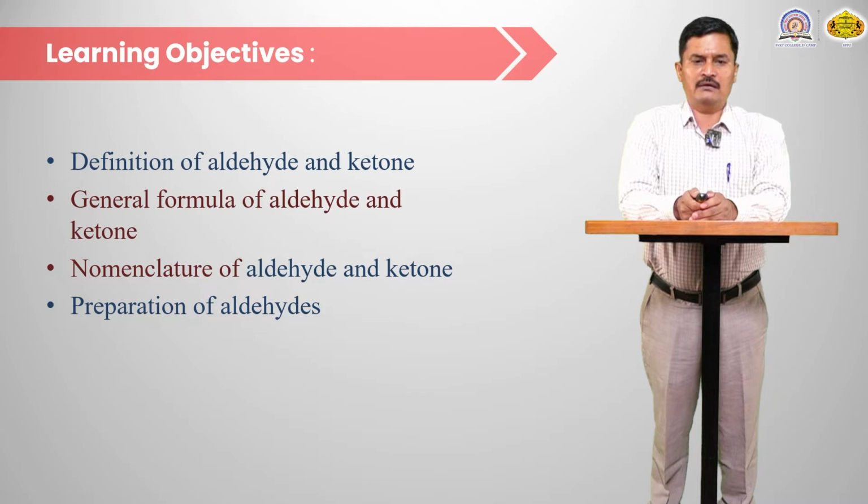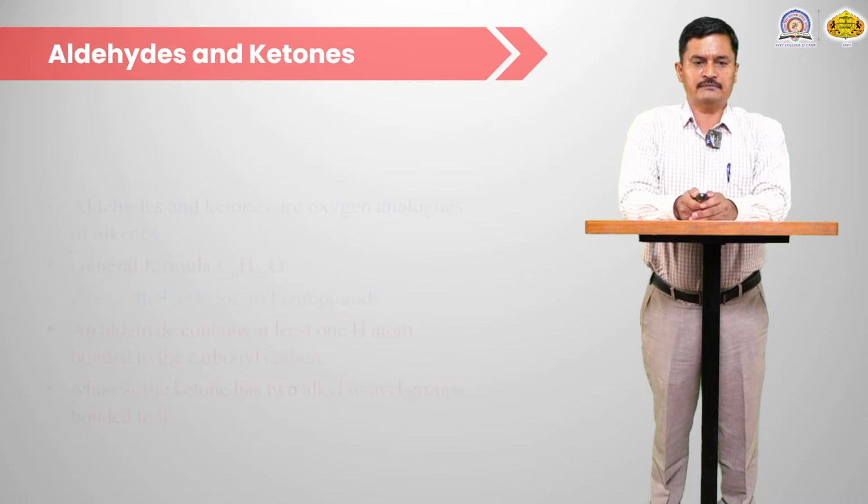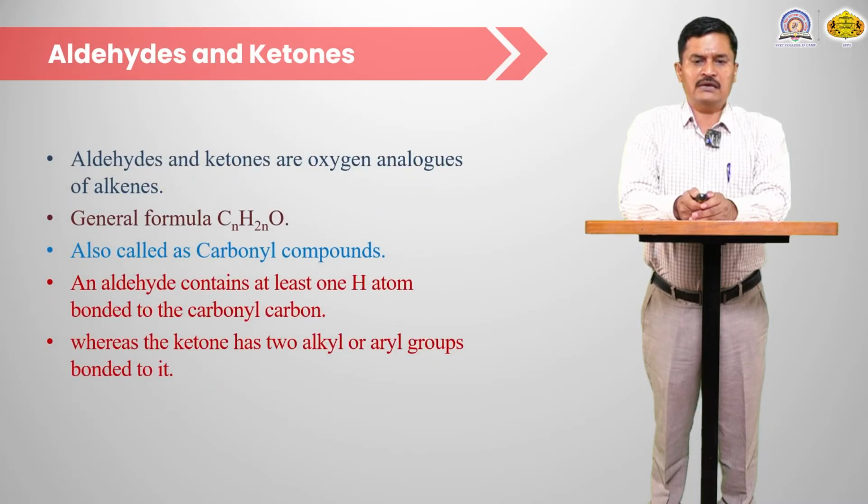Nomenclature of aldehydes and ketones. Students must learn all these points. Aldehydes and ketones are the oxygen analogs of the alkenes, meaning in the alkene there is one site of unsaturation, and in aldehydes or ketones there is also one site of unsaturation. So the general formula is CnH2nO. They are also called carbonyl compounds because of the presence of the carbonyl carbon.